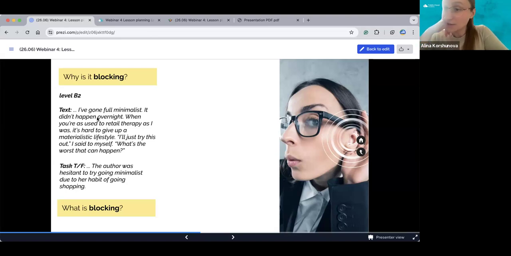It's not a single word. It's a phrase. So what would you pre-teach for B2 learners? They need to answer whether the sentence is true or false. The author was hesitant to try going minimalist due to her habit of going shopping. So what might be blocking in this text?